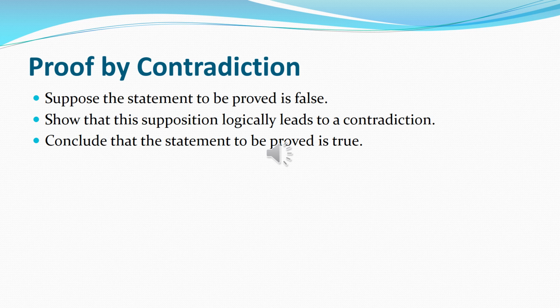Prove by contradiction. Suppose the statement to be proved is false. Show that this supposition logically leads to a contradiction. Conclude that the statement to be proved is true.